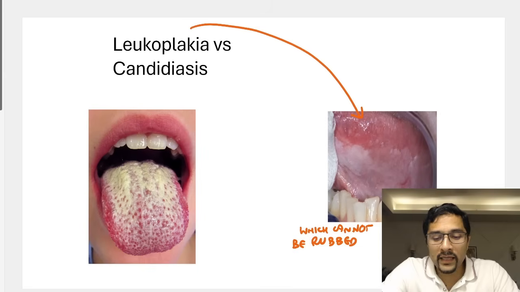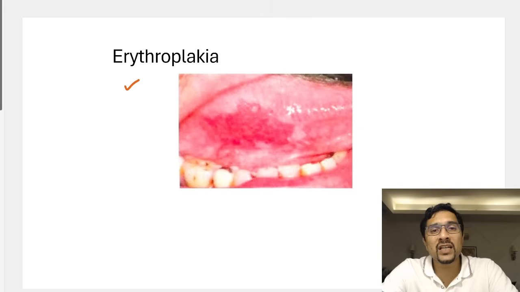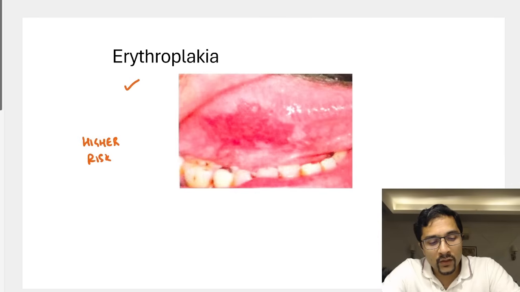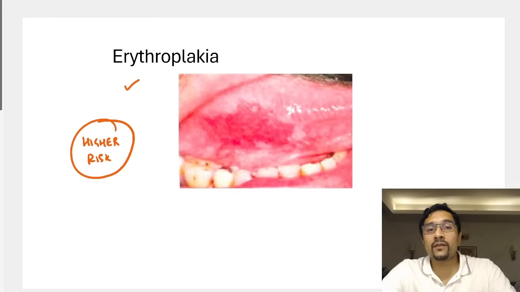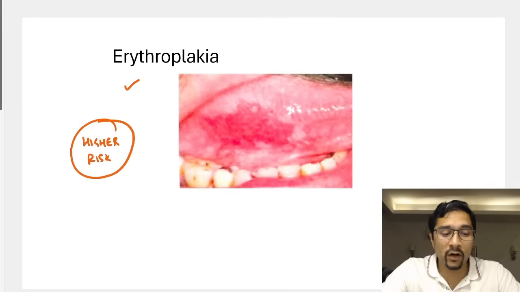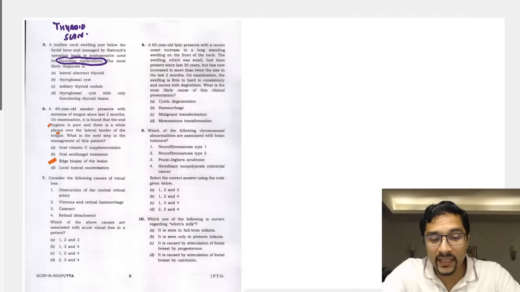And leukoplakia versus erythroplakia. Erythroplakia we know is a red patch, and erythroplakia has a higher risk of cancer as compared to leukoplakia, 6 to 9 times higher. And whenever you get such lesions, to confirm whether there's cancer or not, we need to do an edge biopsy. Why not from the center? Because the center is usually necrotic in these patients.